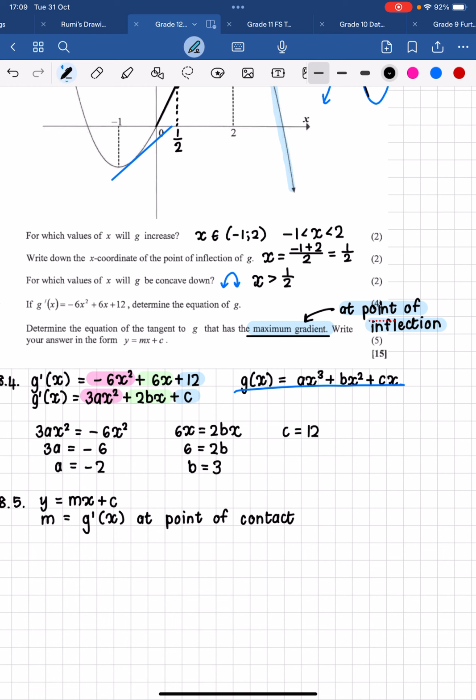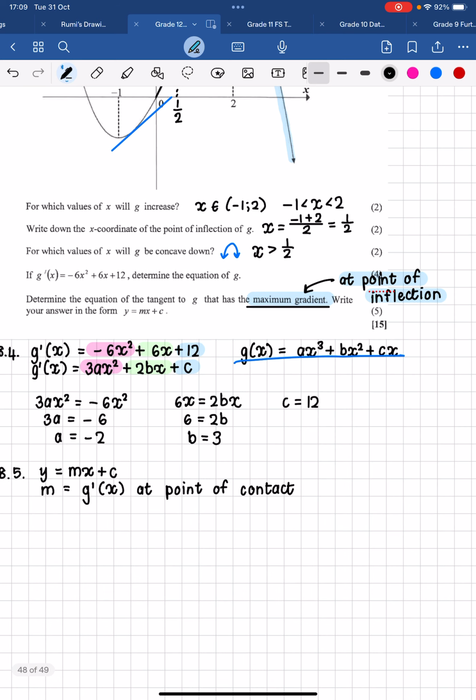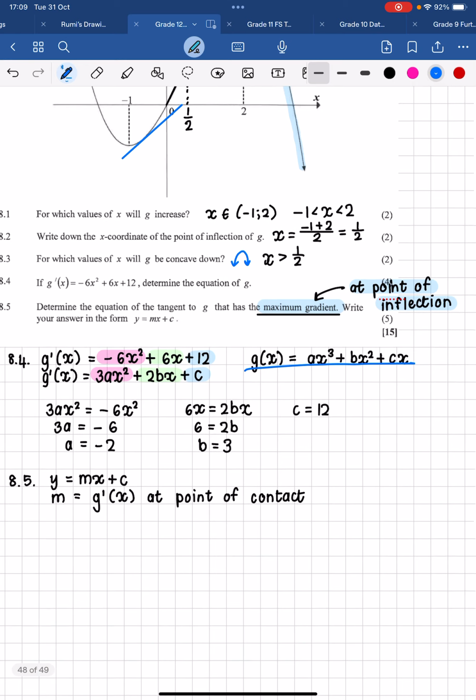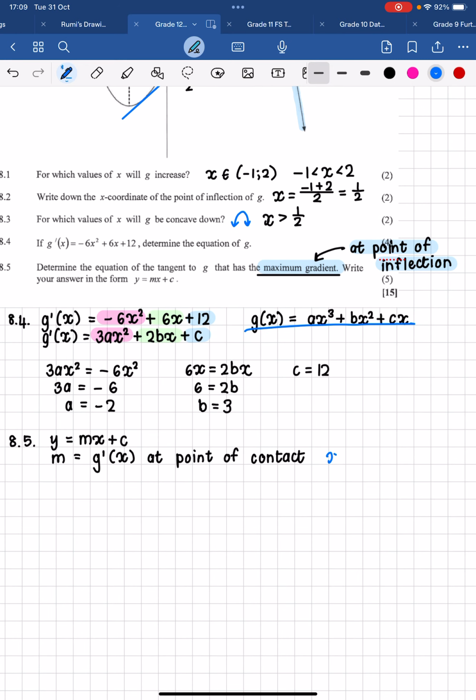All right, I hope that you have made a note of that. You're welcome, guys. All right, so now that means that this point of contact here, remember we calculated the x value of the point of inflection. So it is at x equals a half. So we are going to find the derivative of the function. That's going to be our gradient, but then we're subbing in a half. So we work with point of contact, and in this question, it's where the gradient is the maximum.